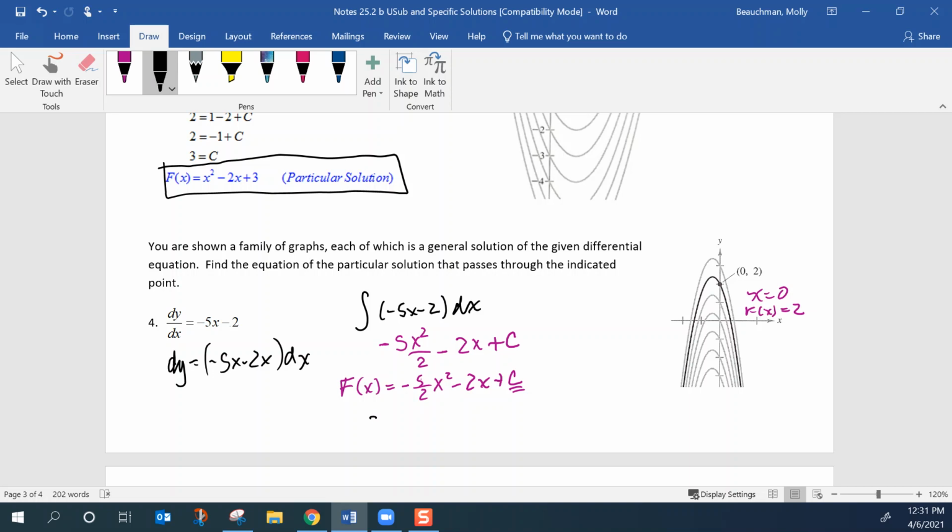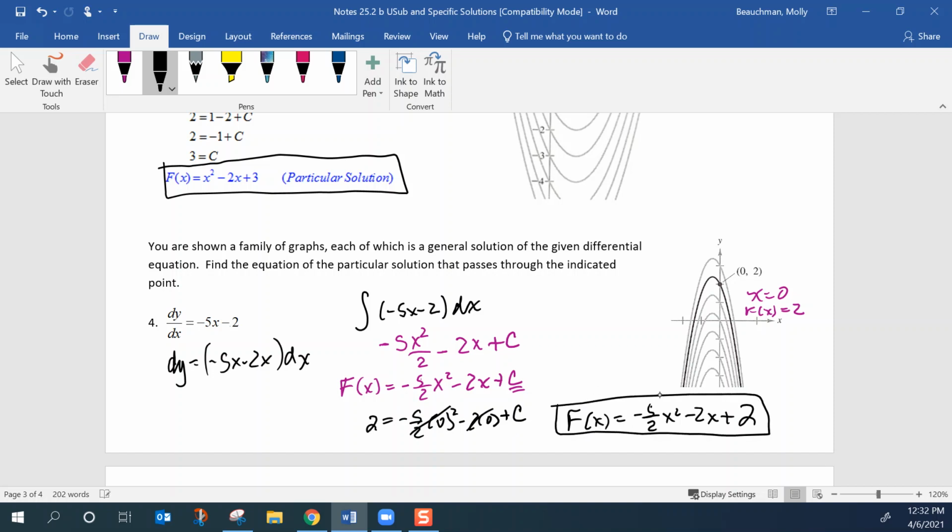So if I put a 2 in, I get 2 is equal to negative 5 halves times 0 squared minus 2 times 0 plus c. 0 cancels everything out. c is equal to 2. So my specific particular function is negative 5 halves x squared minus 2x plus c, where c is equal to 2, so plus 2. The particular solution to the graph that's bolded with the coordinate 0, 2 is this function. One more example.